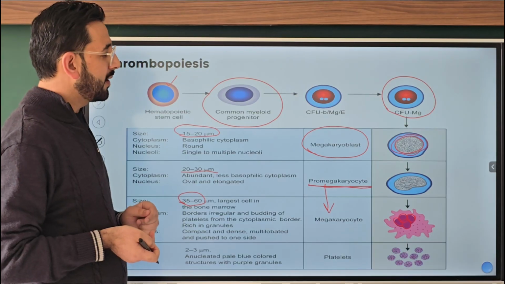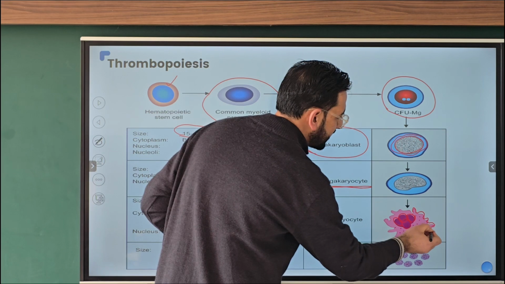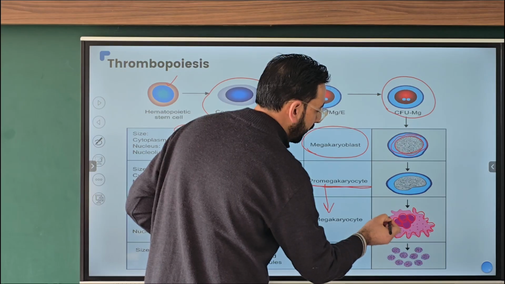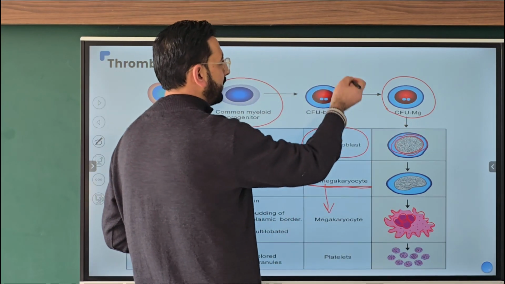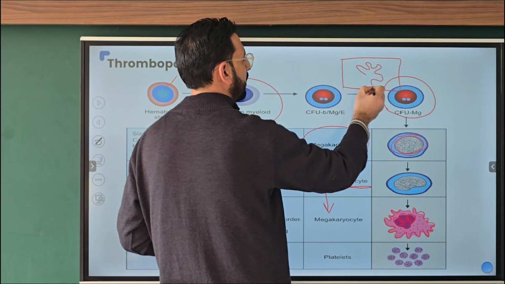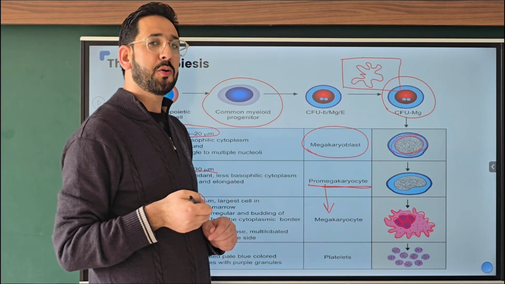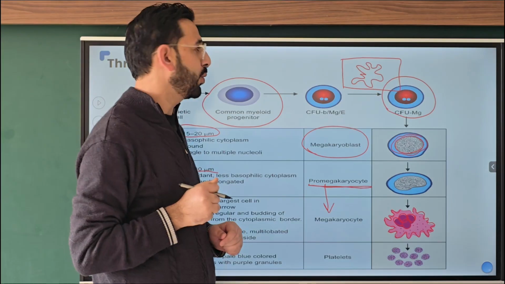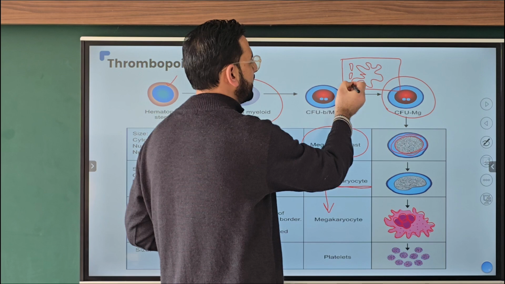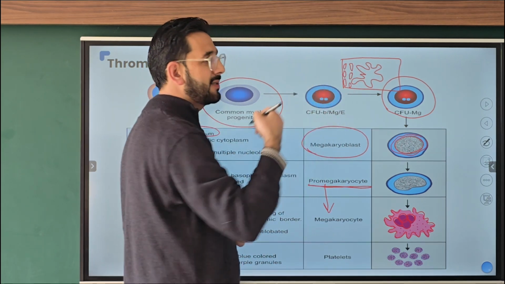Now, the megakaryocyte will form cellular extensions. Okay, it will form these cellular or cytoplasmic extensions, and we all know that it is present in the bone marrow. For example, here is the bone marrow, and here we have this megakaryocyte. Inside the bone marrow, we have the sinusoidal capillaries. What are the sinusoidal capillaries? They have gaps between the endothelial cells. For example, here is one endothelial cell, here is another endothelial cell, and these endothelial cells are making this capillary. So this capillary is the sinusoidal capillary.